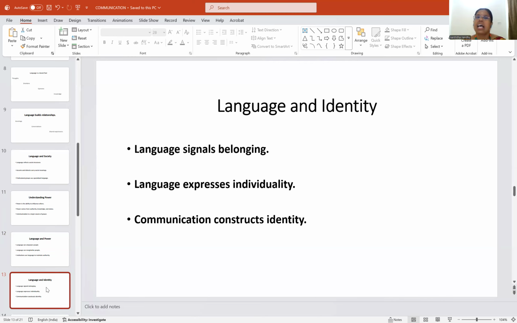Let's see about that. Language signals belonging. Language expresses your individuality. It describes your character. Communication constructs identities. Can you see the connections between these? It gives you a sense of belonging. It expresses the individual character. And at the same time, it also plays a key role in constructing your characteristic identification.